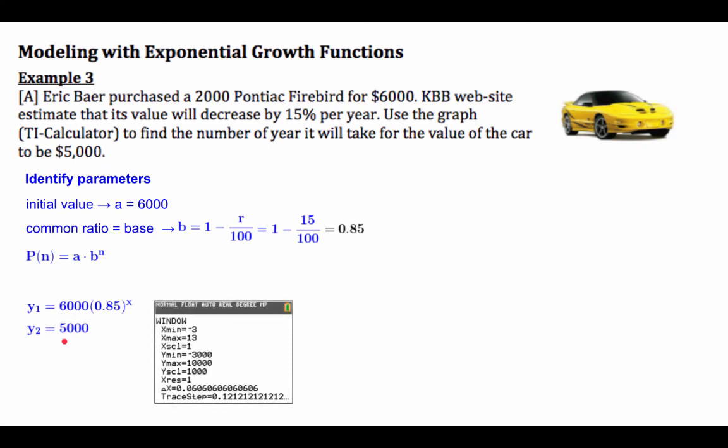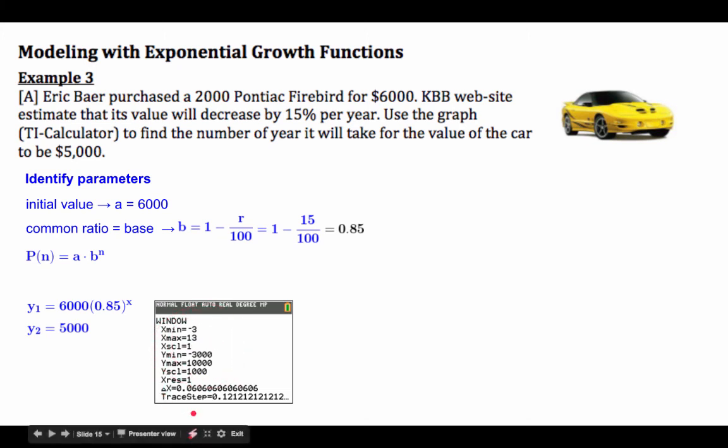Be careful with the windows you set. I'm probably going to assume that it's not going to take 20 years to go down that much. So let's try 13, or you could try maybe 20. I like -3 or -5 to give a little space to the left. My minimum is -3,000. Seeing that Eric purchased this for 6,000, I like to have a little bit of room on the top. So I went 10,000, and I want my tick marks to be every 1,000, and for the x just 1,000, right? So the window is pretty important, guys.